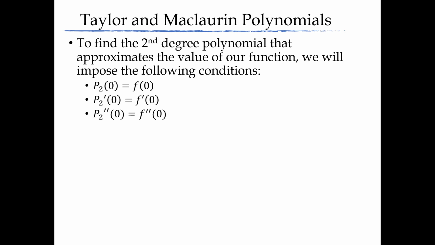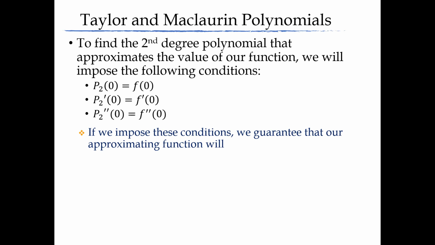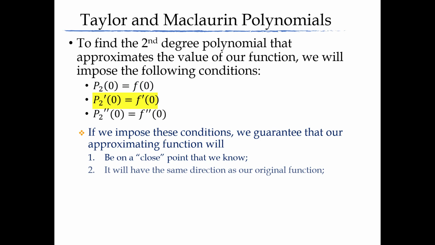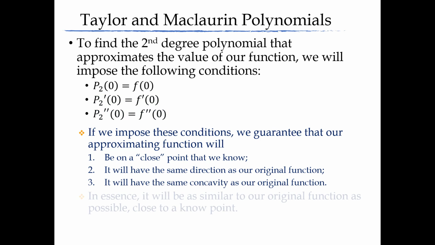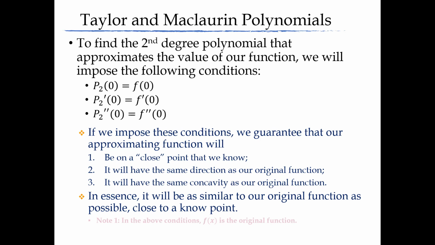The third point tells us that if our original function is concave upward or downward at 0, the polynomial function should have the same behavior as well. If we impose these conditions, we guarantee that our approximating function will, 1, be a point that's close to a point that we know. 2, it will have the same direction as our original function. And 3, it will have the same concavity as our original function. In essence, we know that our parabola will be as similar to the original function as possible, and it will be close to a point that we know.